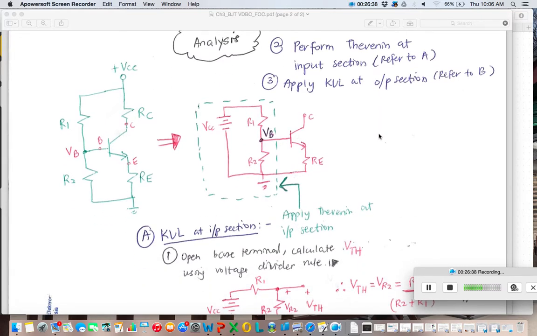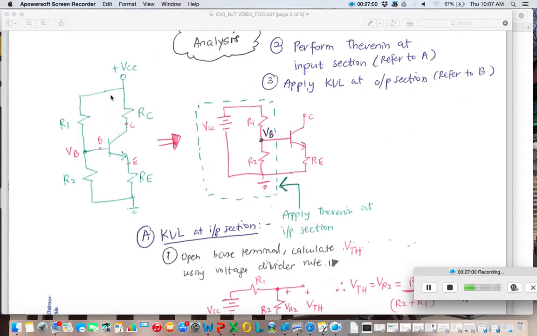Now let's see what we have here. We have a similar VDB circuit configuration, with VB here, similar to the approximate analysis. It's just that in this case, listen carefully, you need to redraw it.